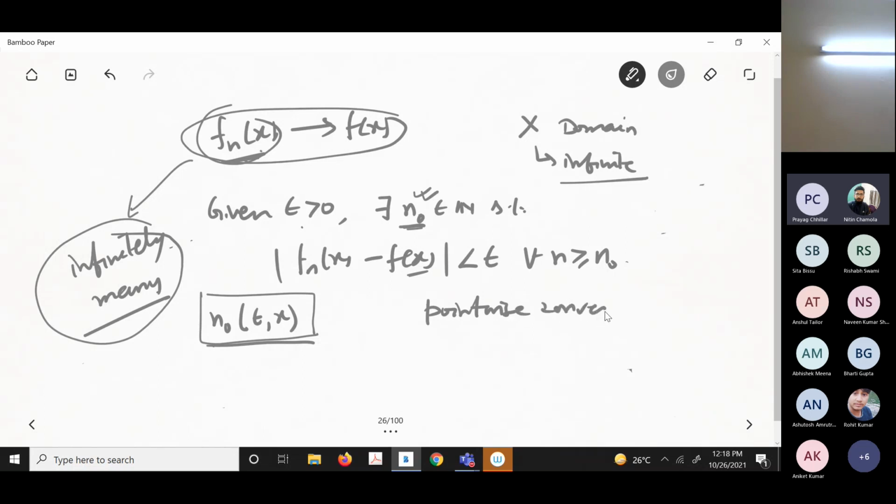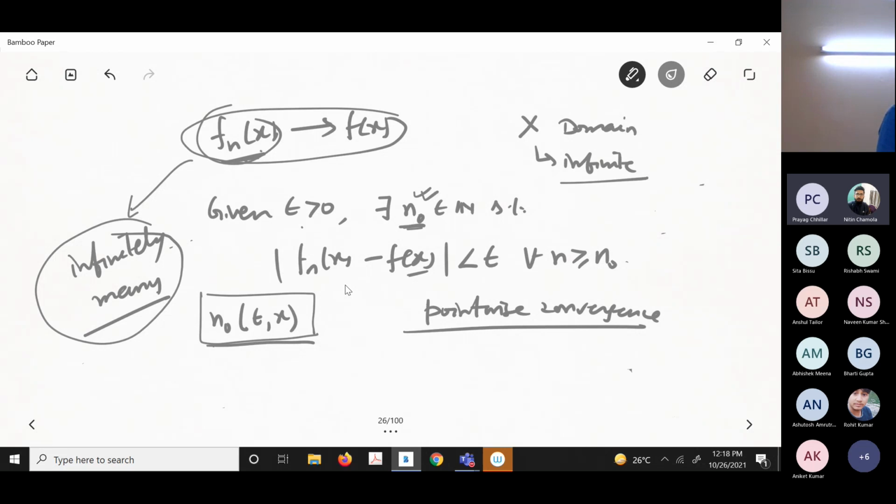Okay, it will depend on x. Right. So given epsilon greater than 0, there exists n naught. In the first definition 6.2, n naught depends on both epsilon and x. That is n naught(epsilon, x). That indicates that it is a function of both epsilon and x.